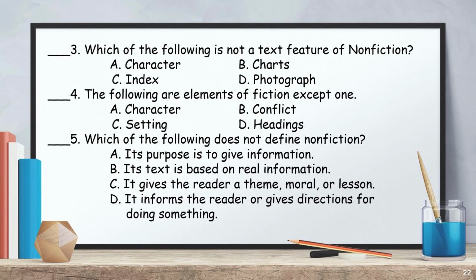Number 3. Which of the following is not a text feature of nonfiction? So we discussed earlier the different text feature of nonfiction. So letter A, we have the character. Letter C, index. Letter B, charts. And letter D, photographs. So what we are talking about is not a text feature of nonfiction. And then number 4 question, the following are elements of fiction except one. So we have again A, character, letter B, conflict, letter C, setting, and letter D, headings.